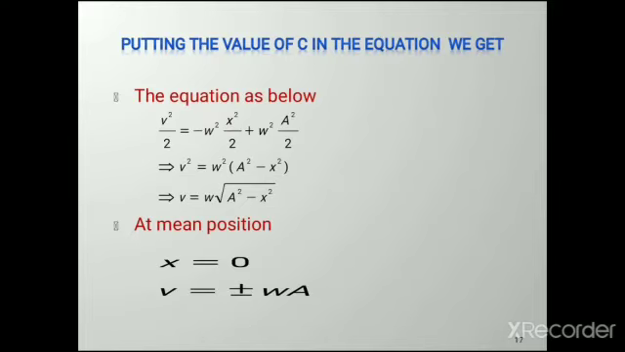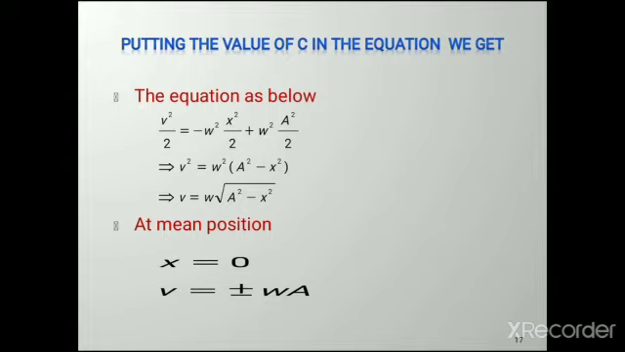Let us substitute this in the equation. The equation becomes v square by 2 is equal to minus omega square x square by 2 plus omega square a square by 2. So you can cancel 2 throughout the equation, and by rearranging it, it will become v square is equal to omega square into bracket a square minus x square. Let us remove the square by taking the square root. v is equal to plus minus omega square root of a square minus x square.